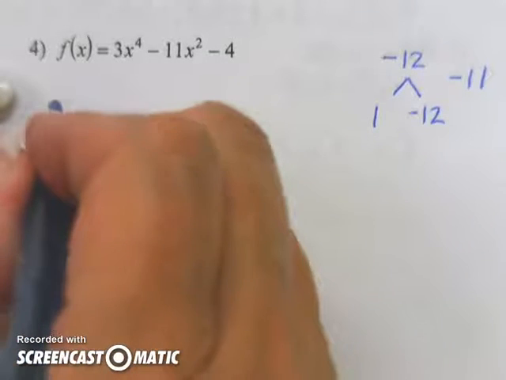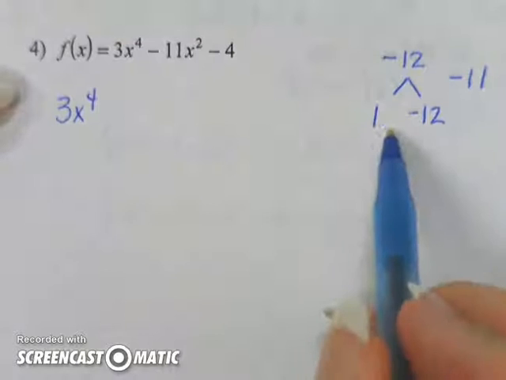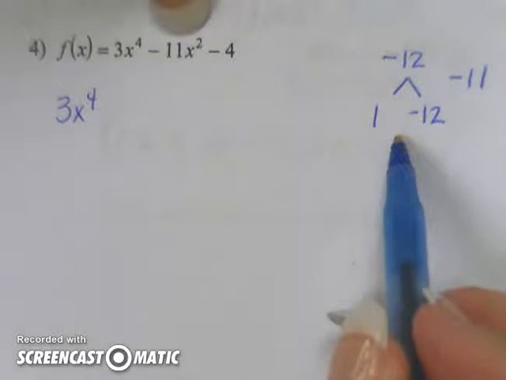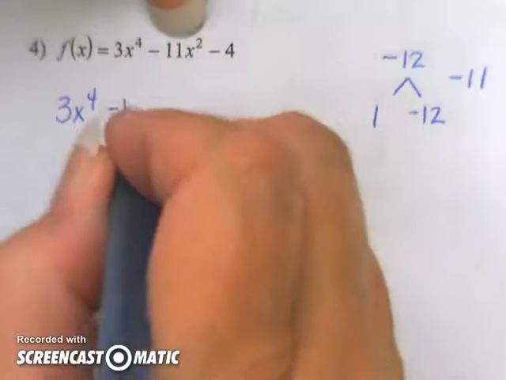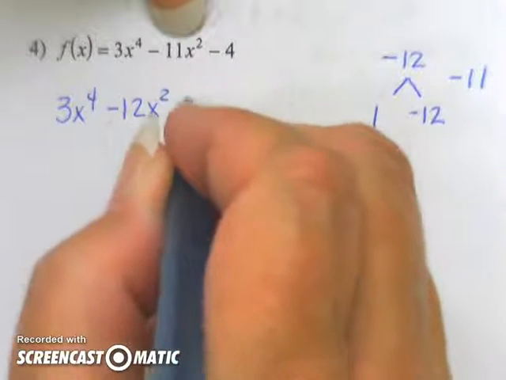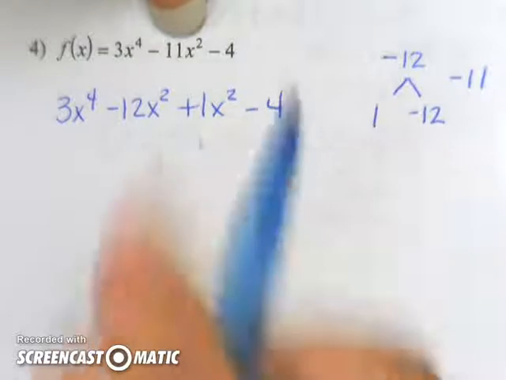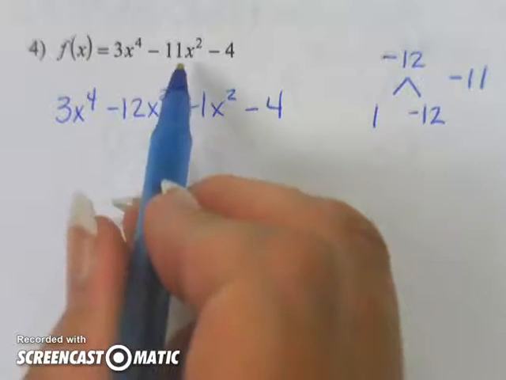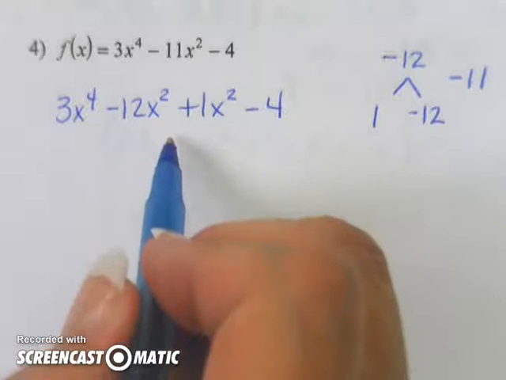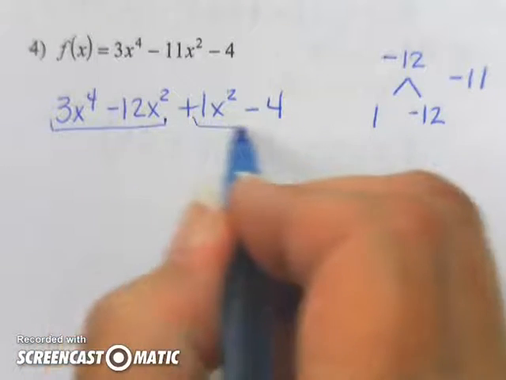Now I'm going to rewrite my problem. I have 3x to the fourth. Now I'm going to use these two terms to rewrite 11x squared. I want to use the negative 12x squared plus 1x squared and then the minus 4. These two terms would add together to give me this middle term. I am separating this so that I can use factoring by grouping.